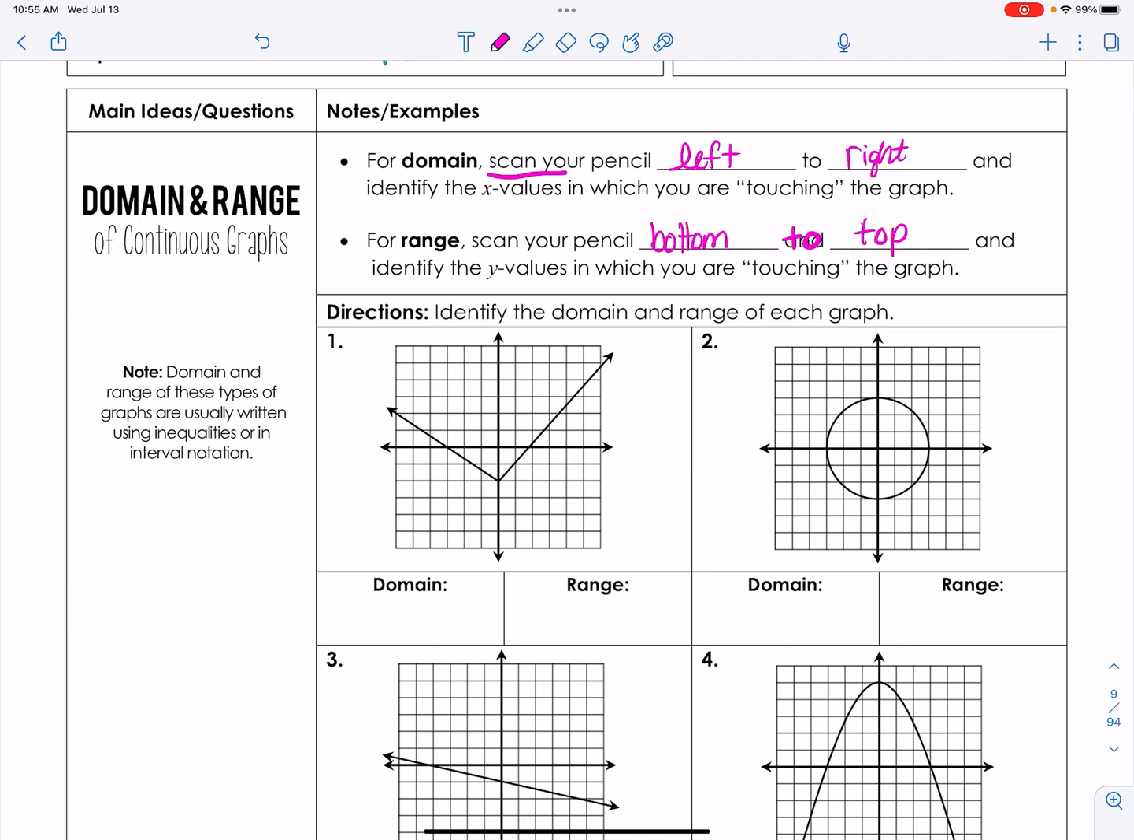Okay, so I'm going to show you how this goes to find my domain, and we're going to write it in what's called set notation. So you're going to start over here to the left, and it exists, and I'm going from left to right. I never picked up my pencil from left to right. So we're going to write it like this, -infinity to infinity. What that means is, because these arrows are going out at the end, for the domain it will go on forever from left to right.